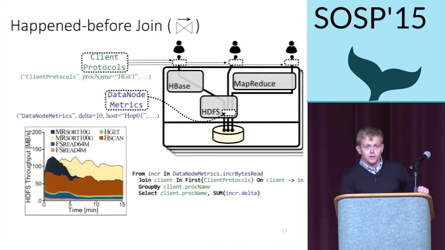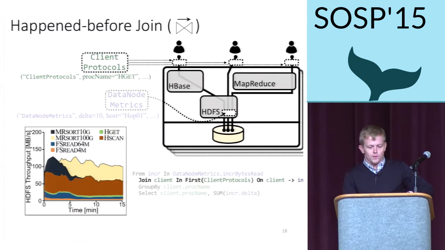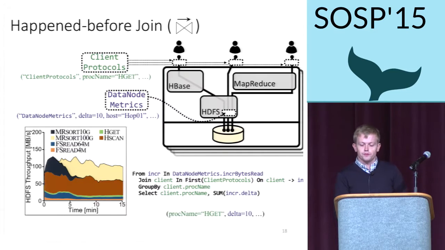And to briefly explain what this query does, we select the tuples produced whenever data node metrics is invoked. We perform a happened-before join with earlier tuples produced by the client protocol's trace point. We group the results by the process name from client protocols. Then for each group, sum up the values of the delta variable. In the example shown here, the query would produce a tuple containing the name hget and the value 10.